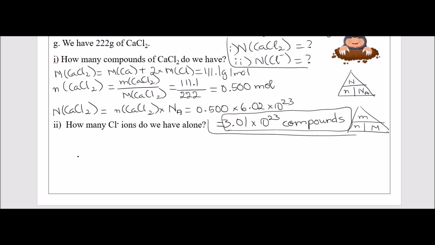Next part, how many chloride ions? Now this should be easy. If you look at the formula, for every calcium chloride you need to have twice the amount of chloride, so all you need to do is to double the answer in part A. Now if you are in an exam situation and your answer in part A is incorrect, you would still get the mark for this part because you use the answers from the previous part in a correct manner.